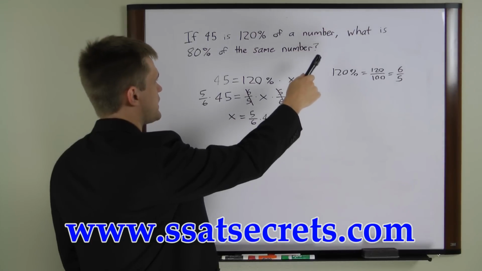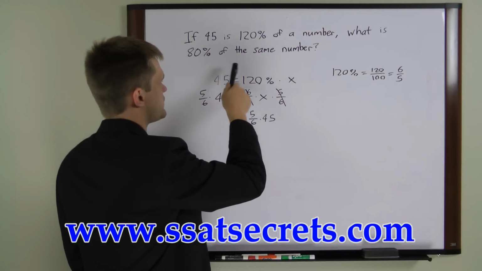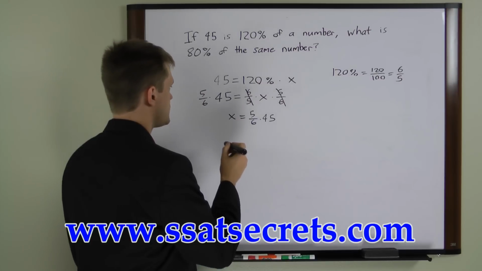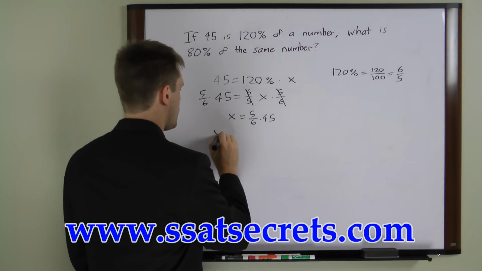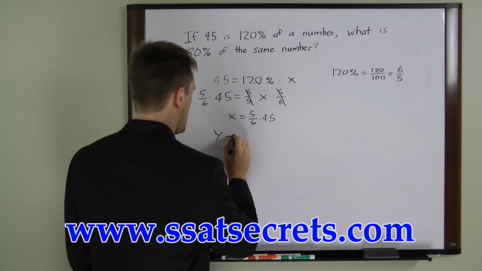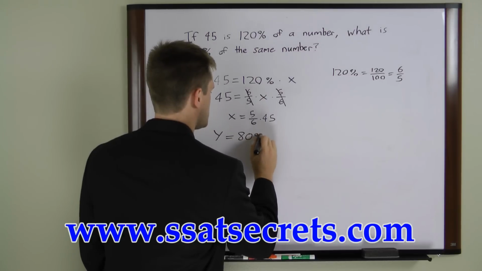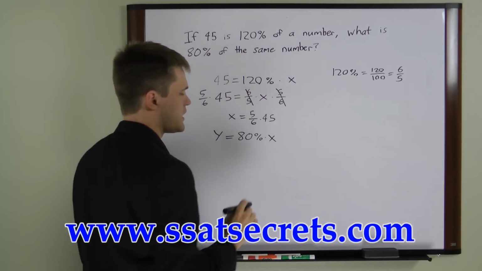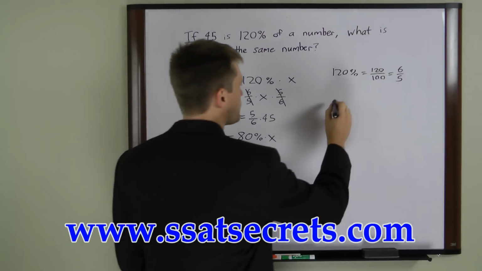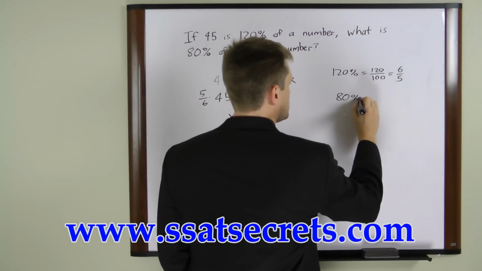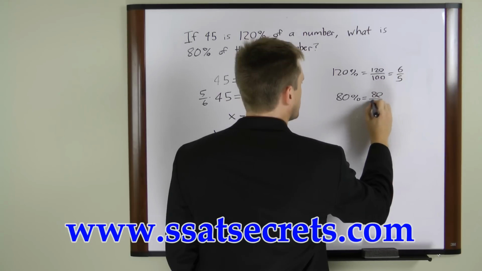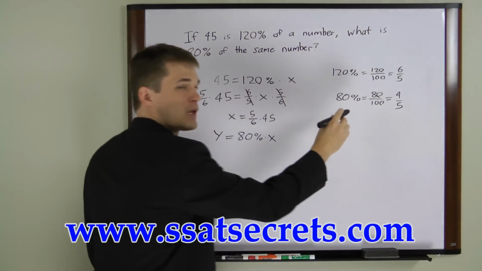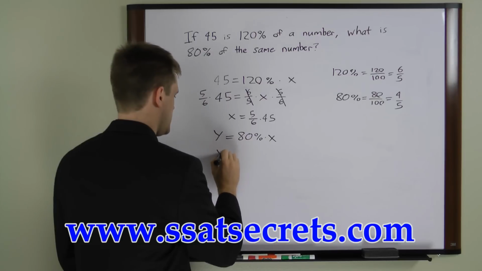The second part asks us what is 80% of the same number, or 80% of x. So this equation can be written where y is the number we're looking for. y equals 80% times x. Now let's convert 80% to a fraction also. 80% equals 80 over 100, which is the same as 4 over 5. And now we can substitute that back into here.